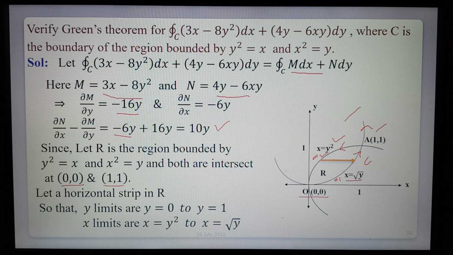Let the horizontal strip have y limits that are constant. Y starts from 0, 0 to 1, 1, so the y limits are 0 to 1. And x limits are left to right. The left side is the curve x is equal to y square, to x is equal to root y. So these are the limits in the region R. Now finding the integration of the given value.